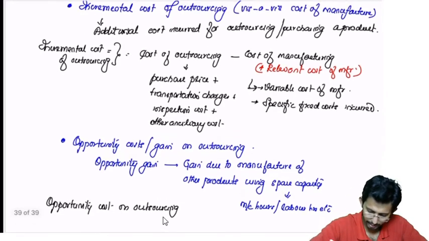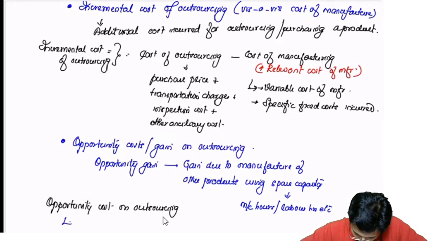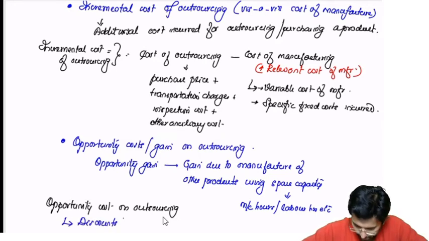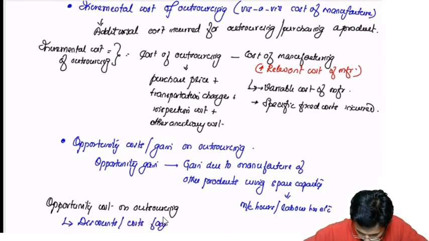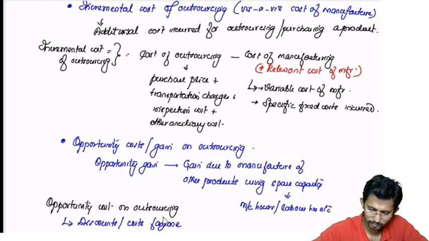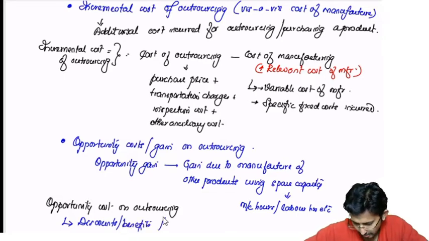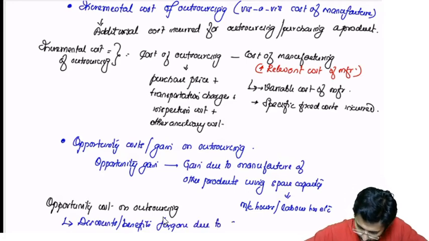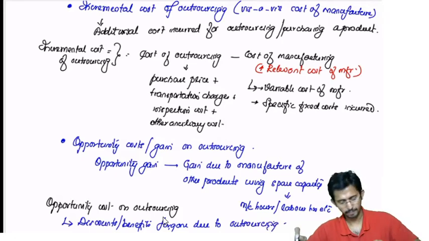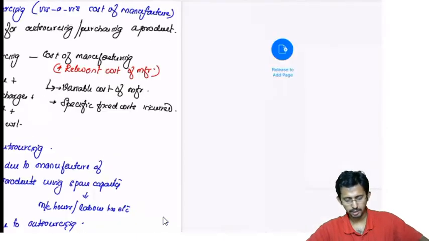Okay, so opportunity cost of outsourcing, generally it is discounts or benefits foregone due to outsourcing. Is it clear? Okay.